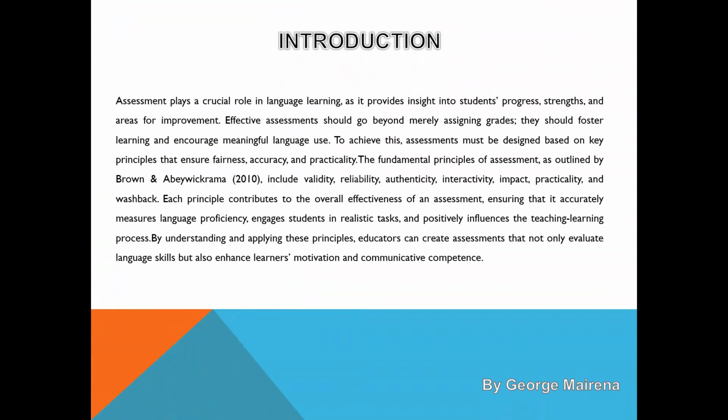So here we got a little introduction about this session that says that assessment plays a crucial role in language learning as it provides insight into students' progress, strengths, and areas for improvement. Effective assessment should go beyond merely assigning grades. They should foster learning and encourage meaningful language use. To achieve this, assessment must be designed based on key principles that ensure fairness, accuracy, and practicality.